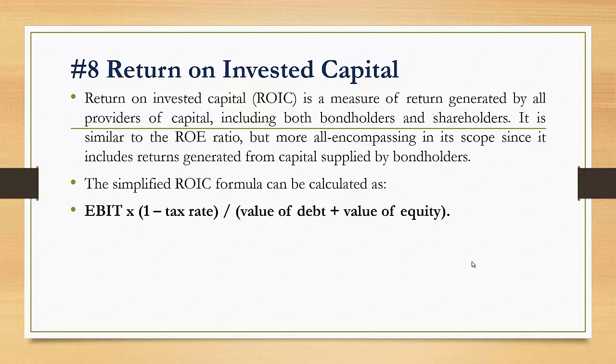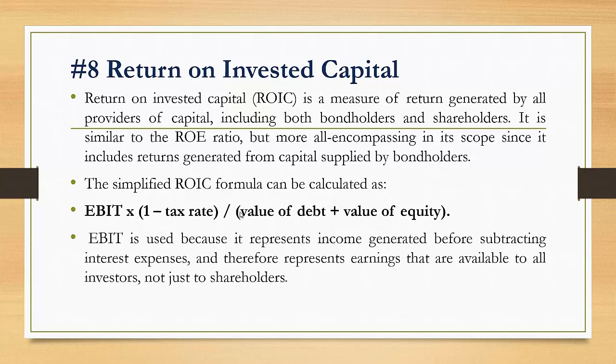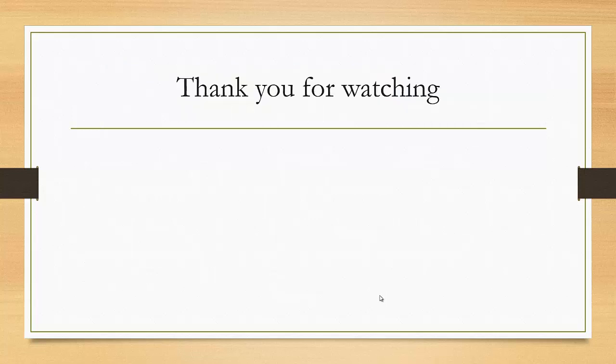The simplified return on invested capital formula can be calculated as earnings before interest and tax multiplied by 1 minus tax rate, divided by value of debt plus value of equity. When we talk about capital, it includes value of long-term debt plus value of equity. Earnings before interest and tax is used because it represents income generated before subtracting interest expenses and therefore represents earnings that are available to all investors, not just to shareholders.